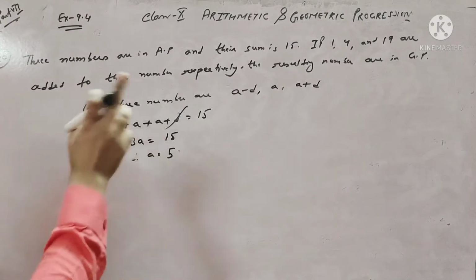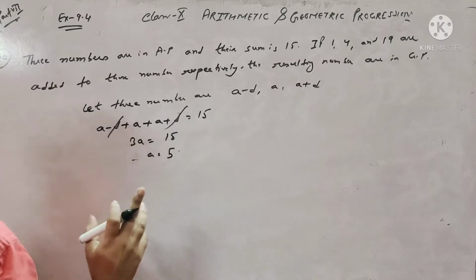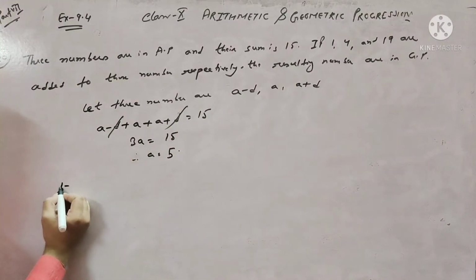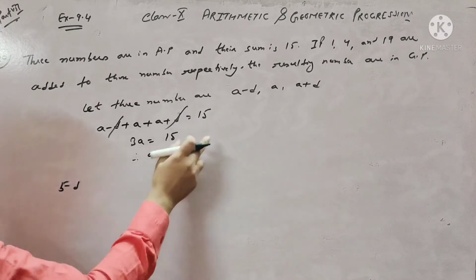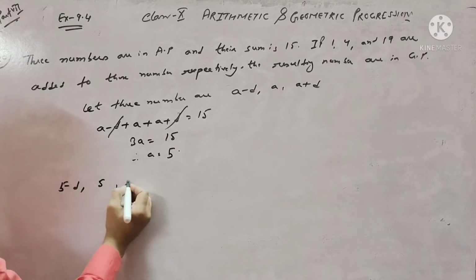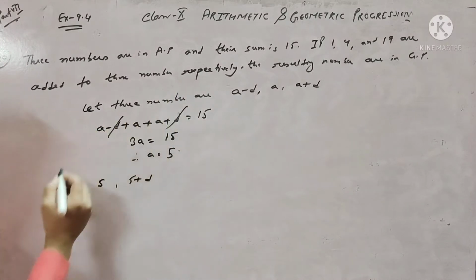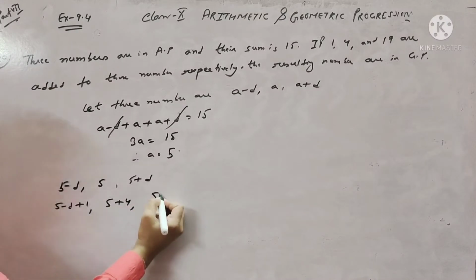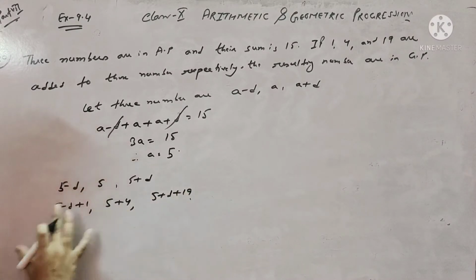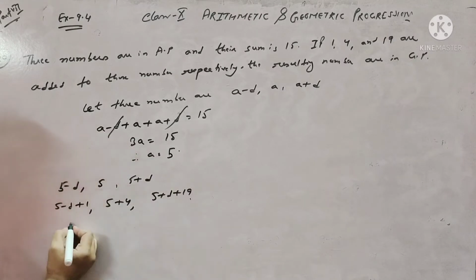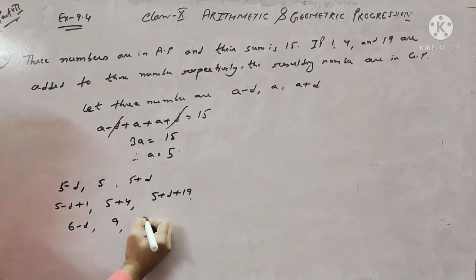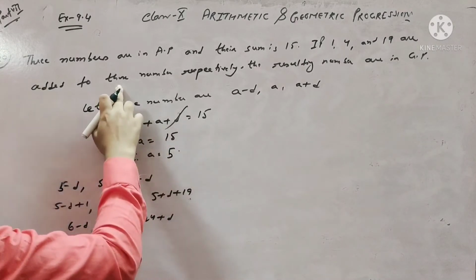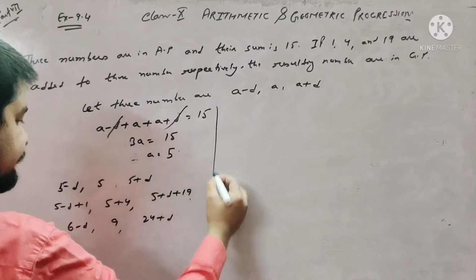Okay. If 1, 4, 19 are added to these numbers, what are the numbers? In place of A we write 5 because we know the value of A: 5 minus D, 5 and 5 plus D. If 1 is added to 5 minus D, 4 is added, then 19 is added, then the respective numbers are in GP. So this is 6 minus D, 9, 24 plus D. These three numbers are in GP. Okay, the resulting numbers are in GP.